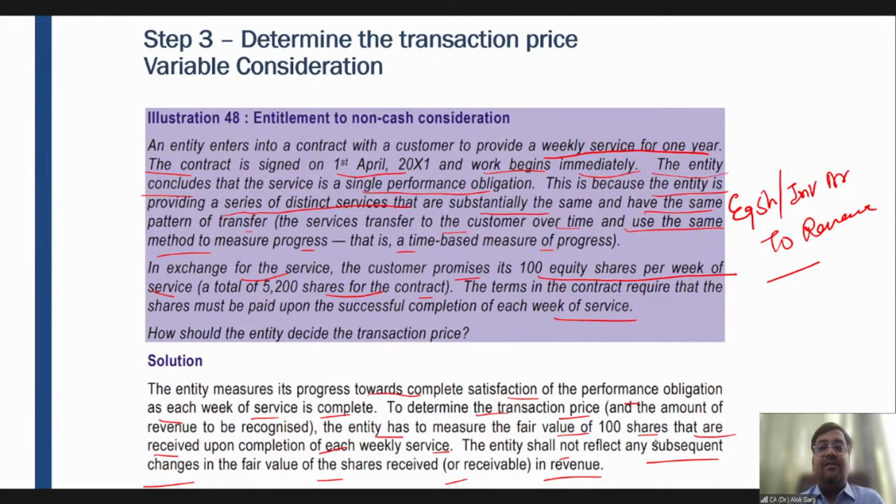These loyalty points are not a non-cash consideration. These loyalty points will be like a discount which is given for future purchases. This is like a separate performance obligation. And that is why, if you look at industries where they give loyalty points to customers, like the retail industry and FMCGs, they create a provision for loyalty points.